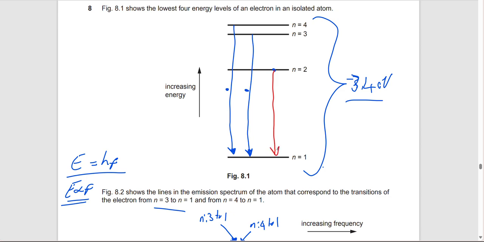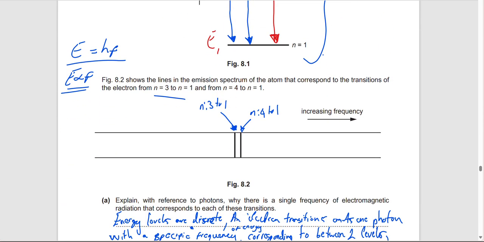N equal to 2 to n equal to 1. This is what we want. All right. So we know that this is E2, it's E1, right? We know that the energy difference from E2 to E1 is less than the energy difference from E3 to E1 and E4 to E1. Remember, this first line is the greatest energy difference. So it's from E4 to E1. The energy difference is the greatest.